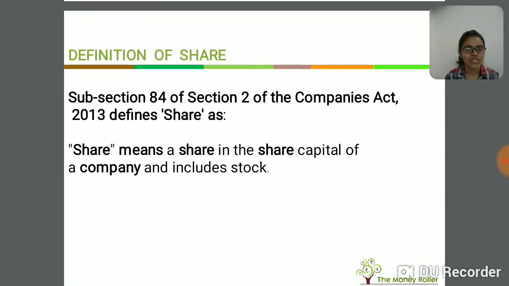This is the definition of a share given in our Companies Act. I'll read this out for you. It says that a share means a share in the share capital of a company and includes stock. I understand that it is very complicated and difficult for a layman to understand. After reading this definition, a layman will definitely not understand the meaning. So let us break this down in simple terms.